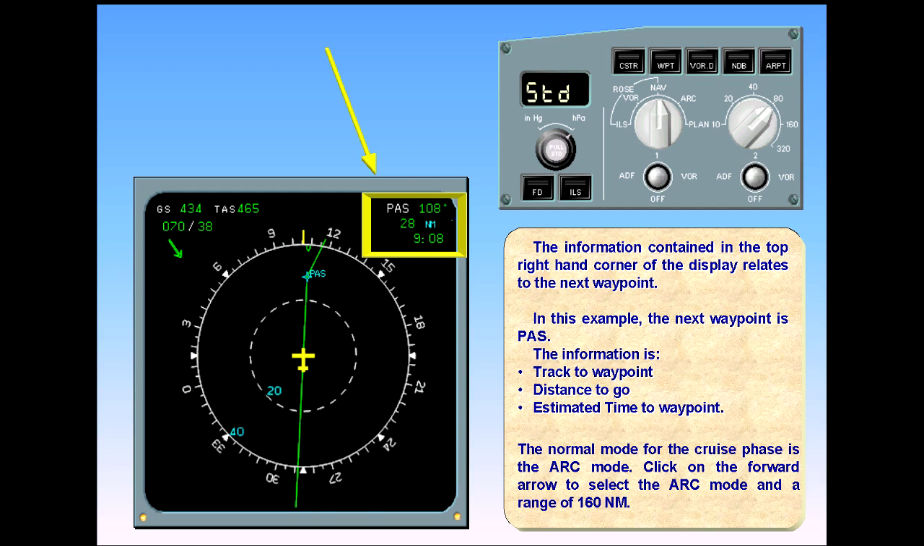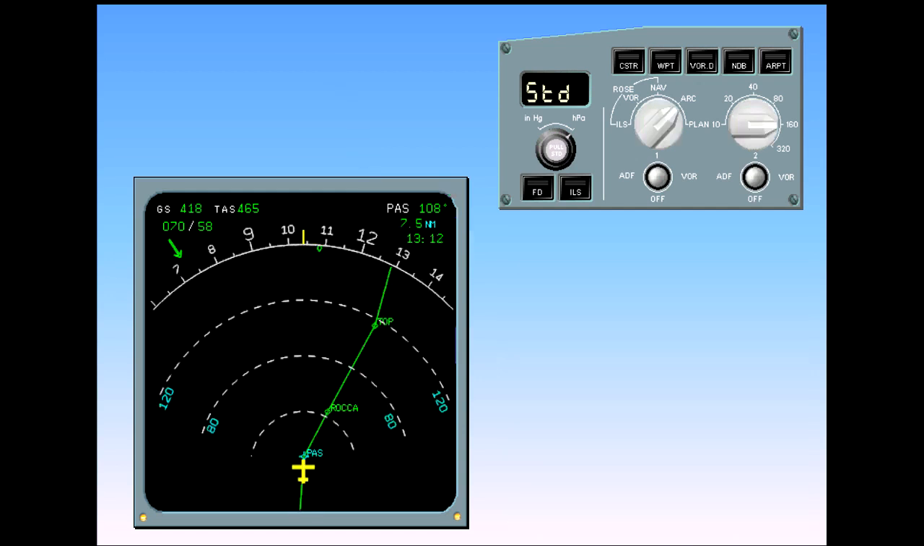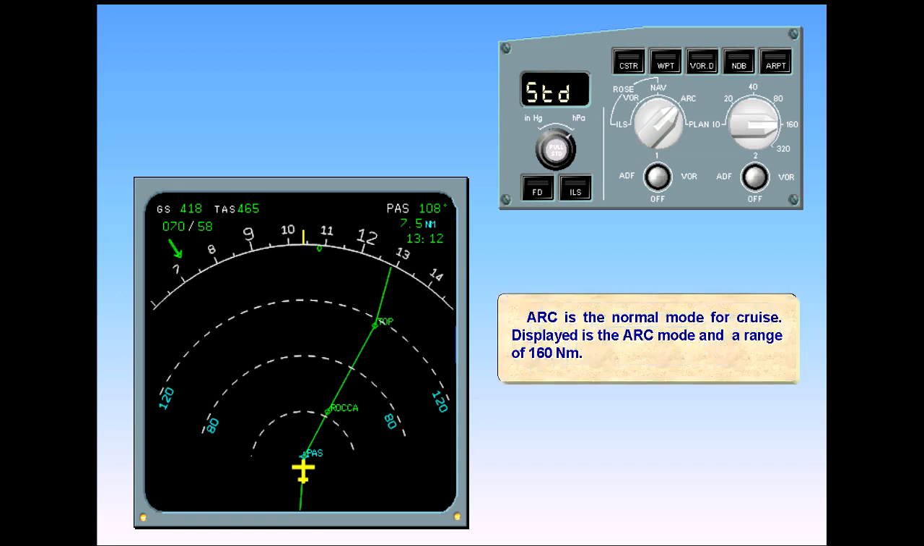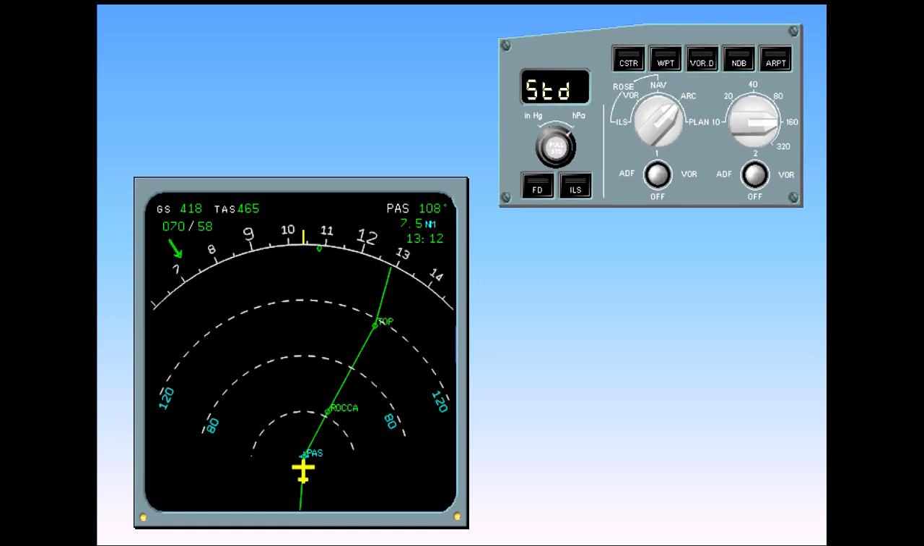The normal mode for the cruise phase is the ARC mode. Click on the forward arrow to select the ARC mode and a range of 160 nautical miles. ARC is the normal mode for cruise. Displayed is the ARC mode and a range of 160 nautical miles. Using the push buttons at the top of the EFIS control panel, additional information can be displayed. We'll discuss the constraint button first.